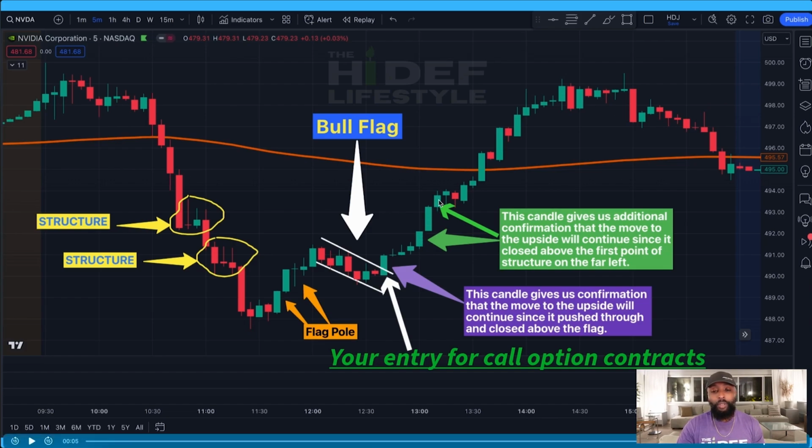This candle here closes above this structure point, which again gives us more confirmation that the uptrend is going to continue. So when you see the bull flag forming, your entry will be for call option contracts. Now, entry-wise, this candle would have been a good point to enter for those call option contracts. Once this candle closed, you could have taken positions right here for call option contracts. And as this uptrend continued, you would have been making money.